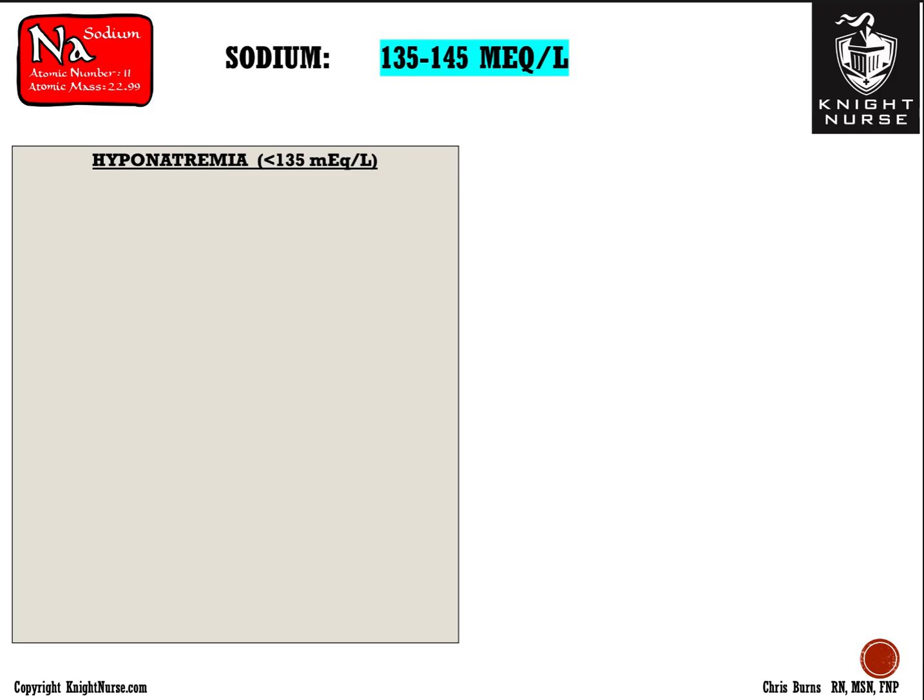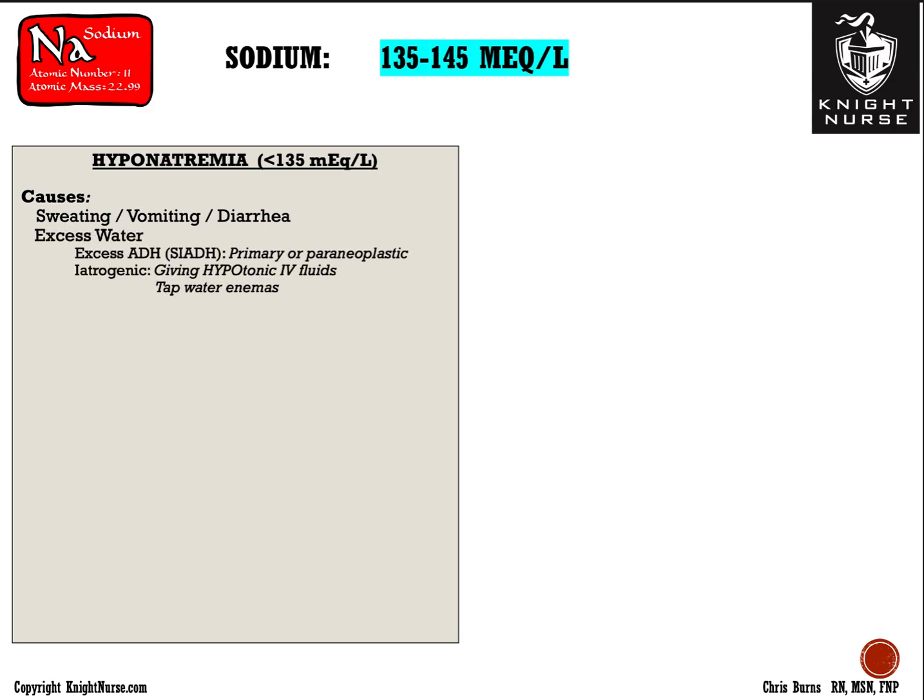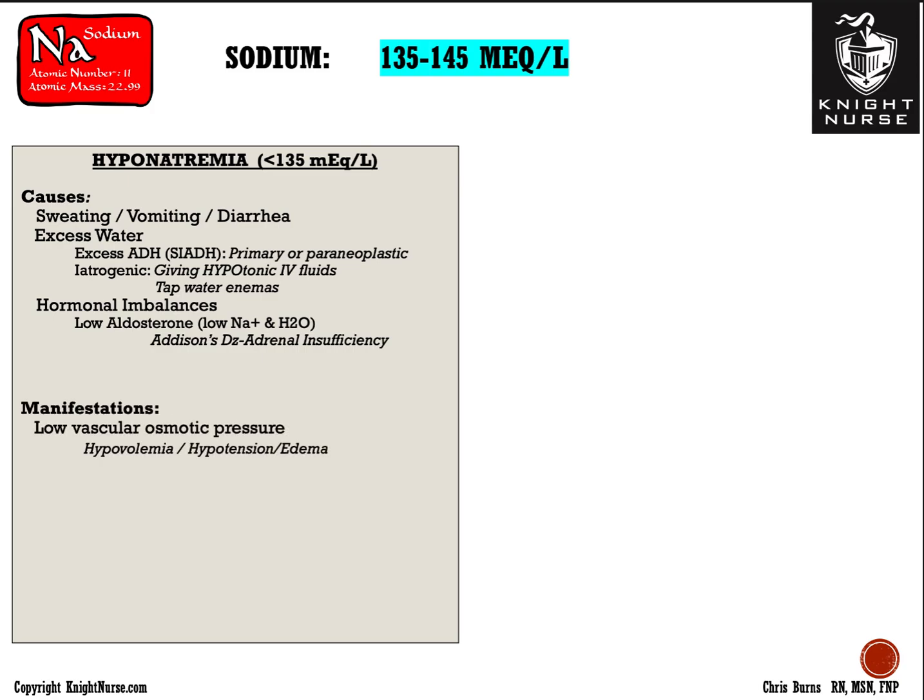So hyponatremia, or sodium less than 135, what are the causes? We can have sweating, vomiting, diarrhea. We can also have excess water. Antidiuretic hormone secreted too much is called syndrome of inappropriate antidiuretic hormone. That's going to over-dilute the sodium and cause hyponatremia. We can do this by giving somebody hypotonic fluids. And hormonal imbalances. If a patient doesn't have aldosterone, that's called Addison's disease. Then they will not have any aldosterone telling the kidneys to reabsorb sodium and thus water, so we'll see hyponatremia.